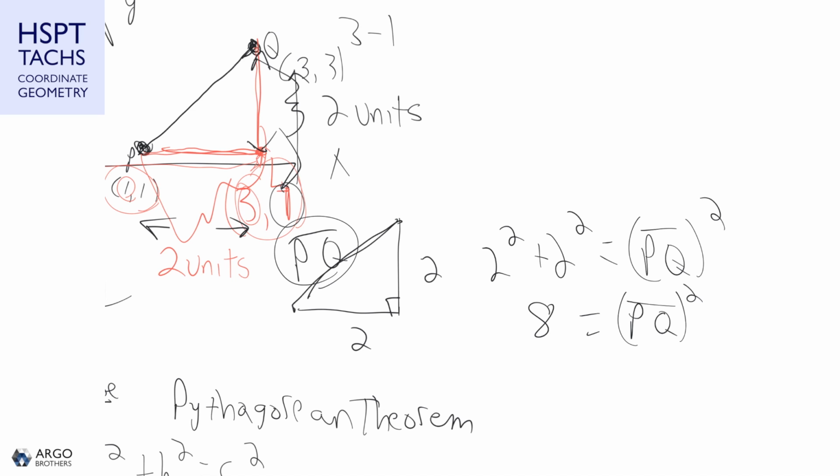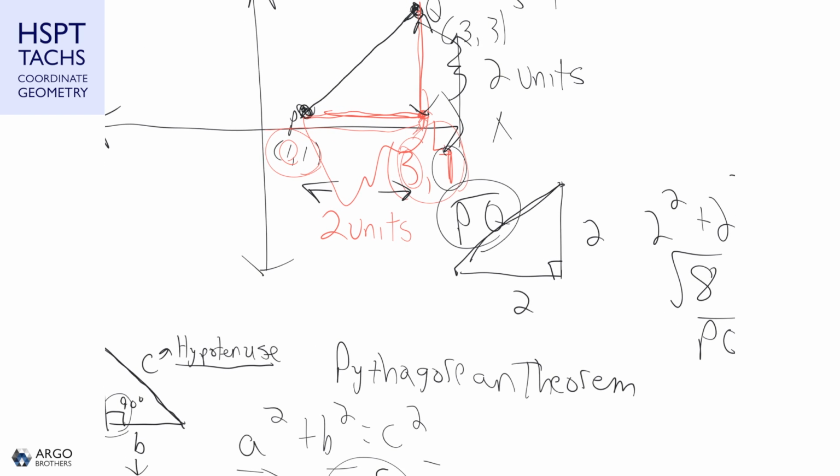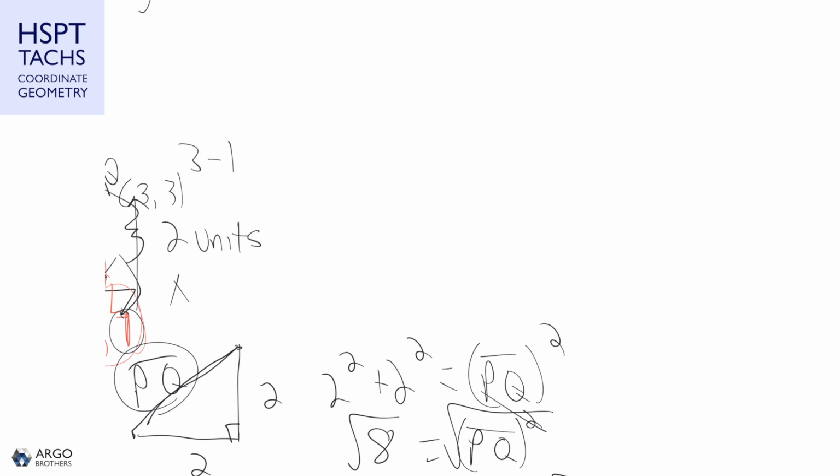And so we would take the square root of both sides, and we get that PQ is the square root of 8, or 2 radical 2. All right, so great. We learned 2 ways to find the distances between points. And what are those 2 ways? We have the distance formula. If we use the distance formula for the previous problem, we would still get 2 radical 2.